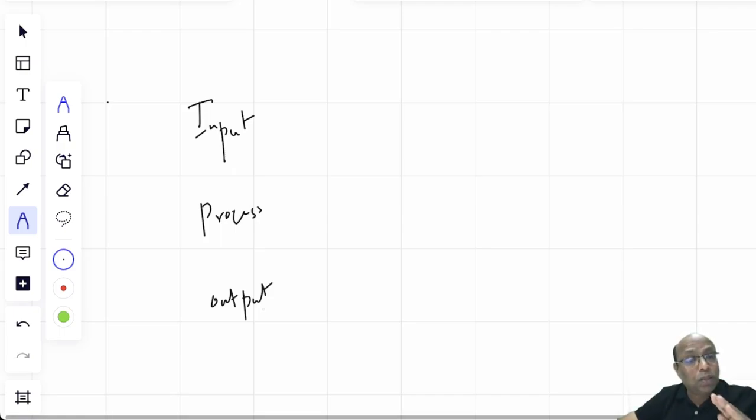Input, process, and the output. Let us see here in this case, I have been given a number. Okay, I have been given a number. The number is a 3-digit number. Let's say in this case my number is 745. What is the output I want? The output is the reverse of this number.